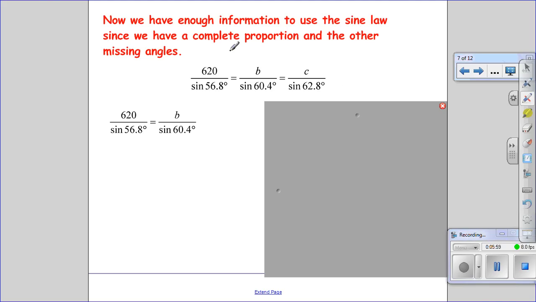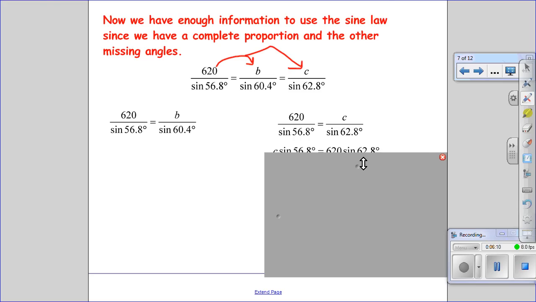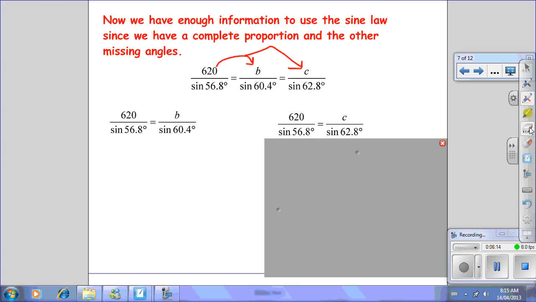So what I can do is I can set this complete ratio up to either one, set it equivalent to either one of the other two ratios. So I can come up with two equations to solve. And now we use our strategies for solving equations.